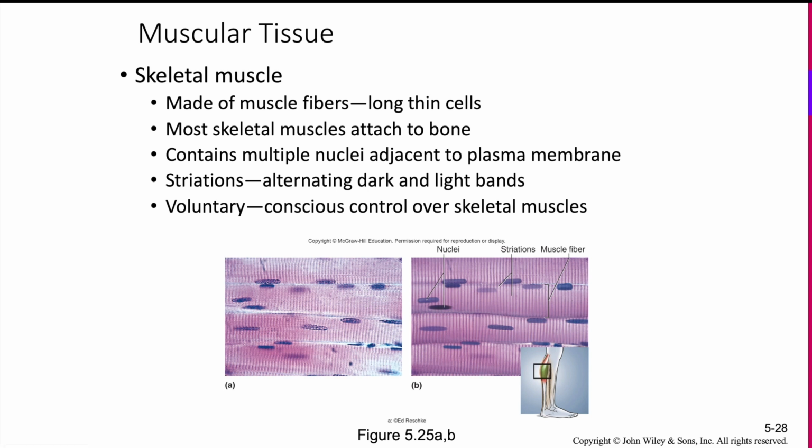So the characteristics for skeletal muscle are: it does have striations, it is voluntary, and it contains multiple nuclei. They do attach to bone. These are really long, skinny cells. One muscle, that tells you how long each cell is.